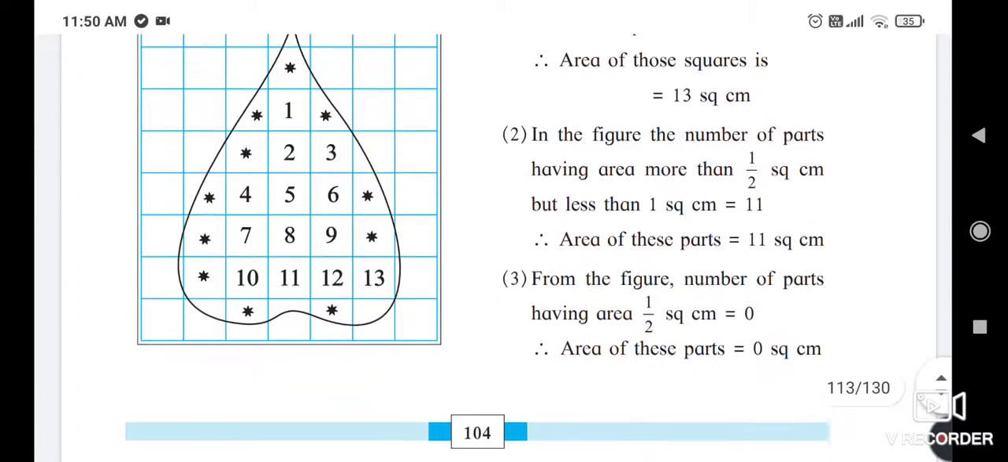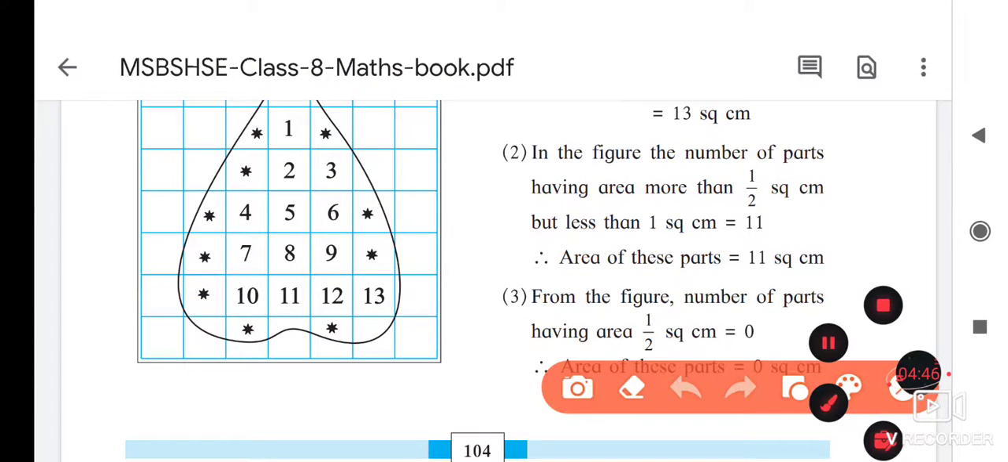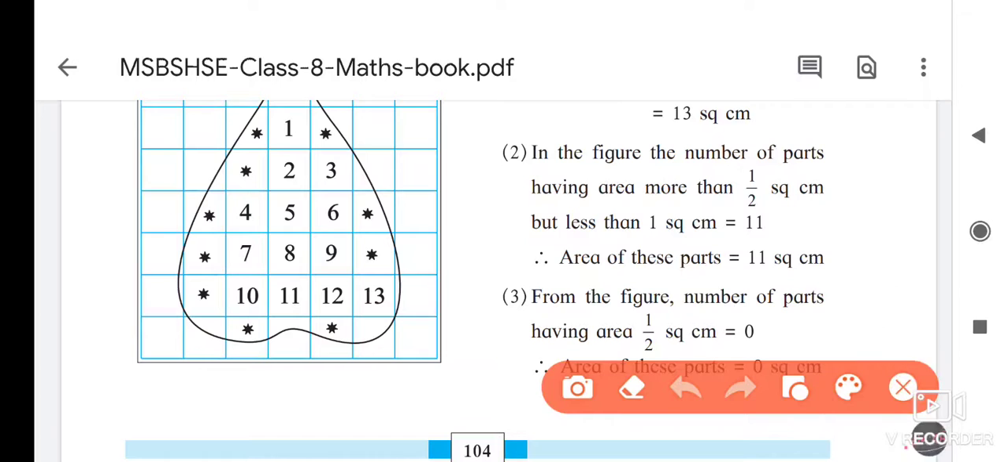Now at last, what we have to do? We have to measure the area whose area is less than half. So here, from the figure, the number of parts having half square centimeter.